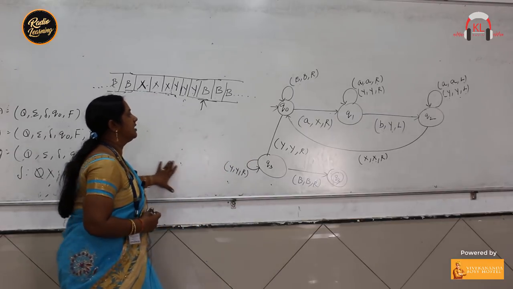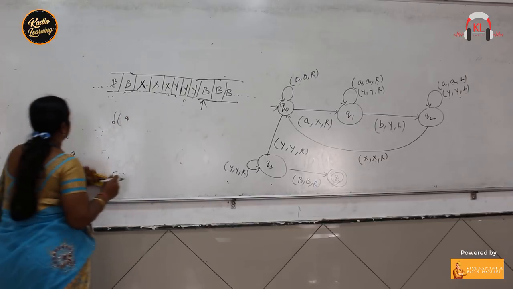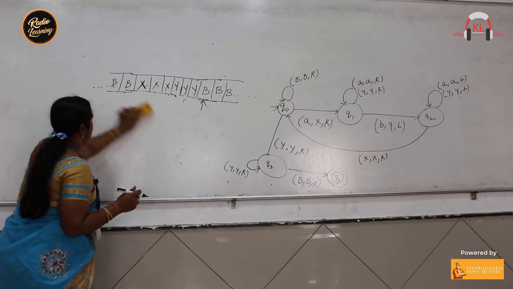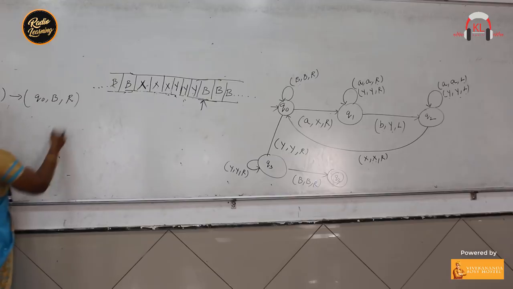How are we going to write this as transitions? Delta Q naught. How am I going to write this diagram representation as an instantaneous description? I am showing you here. So see this diagram. Delta Q naught. At Q naught, what is the input I found here? B. So whenever you find B here, what are you going to do? That B as it is you keep, and then you move right. So delta Q naught, the input symbol is B, you go to Q naught, and here I am keeping that B as it is and moving right. Q naught, B, R, that means Q naught and B and moving right.